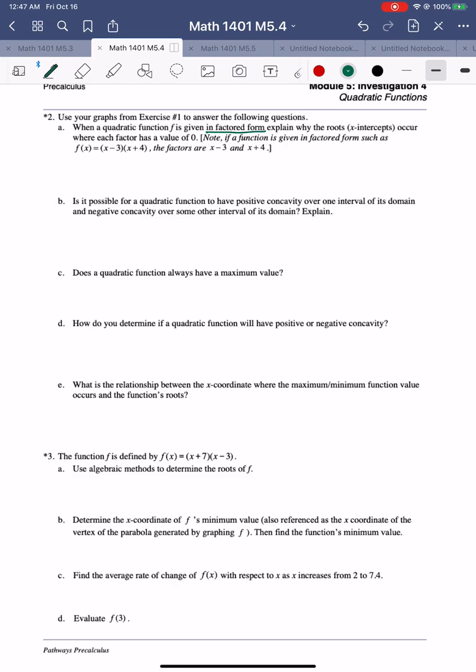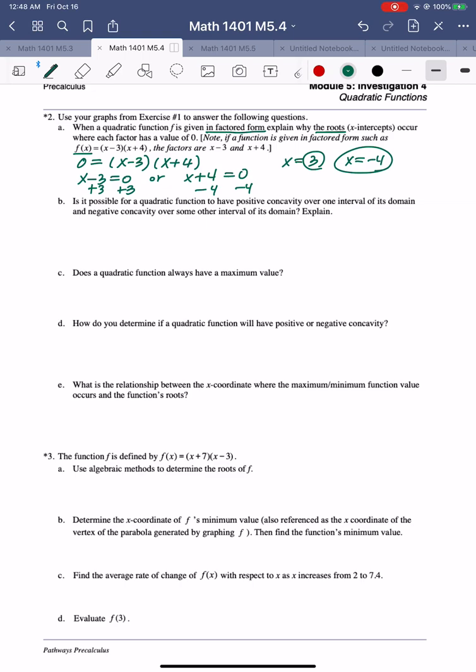Because the value of f of x at each root is 0, so in factor form, the roots occur where each factor has a value of 0 because of the zero product property. So when we say root, it is always f of x equal to 0. And then you just need to set each factor equal to 0 for the zero product property, and then solve for x. So add 3, so x is 3, which is one of the solutions. Subtract 4, and then -4 is another solution too.